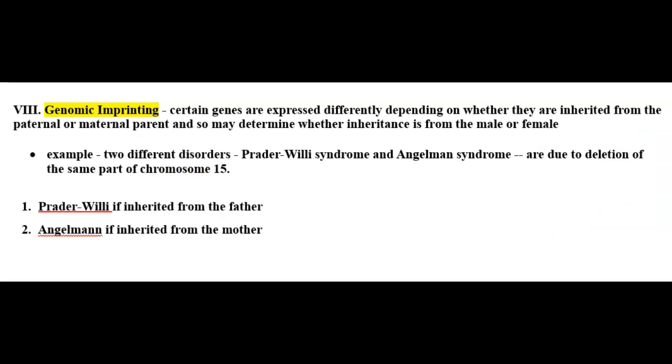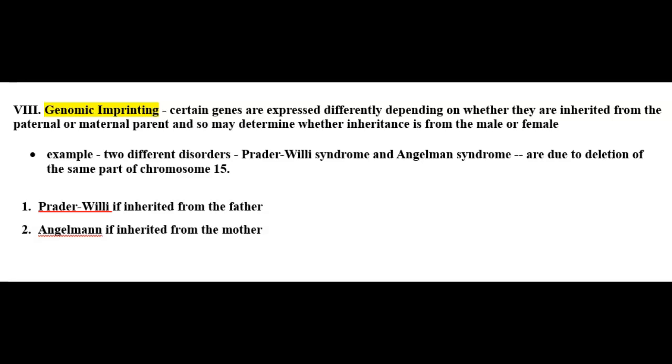And then we have something called genomic imprinting, where certain genes are expressed differently depending on whether they're inherited from a paternal or maternal parent. So you can determine whether inheritance is from the mother, the male or the female. And here's the examples that I have for you. We have two different disorders, Prader-Willi syndrome and Angelman syndrome, and they're both due to deletion of the same part of chromosome 15.